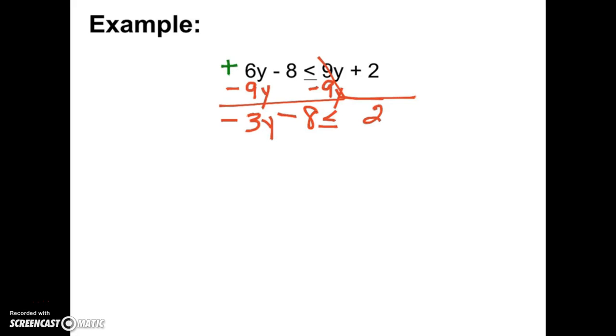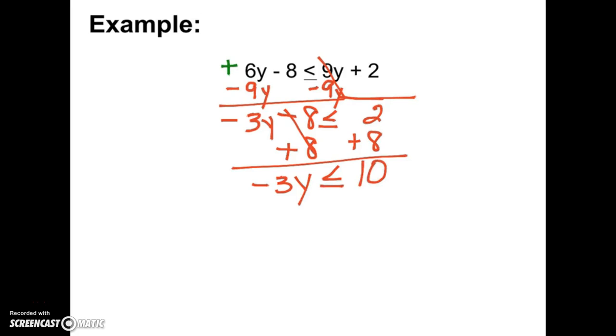Okay? Now we want the y by itself, so we have to start moving things away from the y. So I have a negative 8 here, so I'm going to go with my opposite operation. So the opposite of subtracting is adding. So I'm adding 8 to both sides. And negative 8 plus 8 will cancel out, so let's go away. And then 2 plus 8 over here is 10.